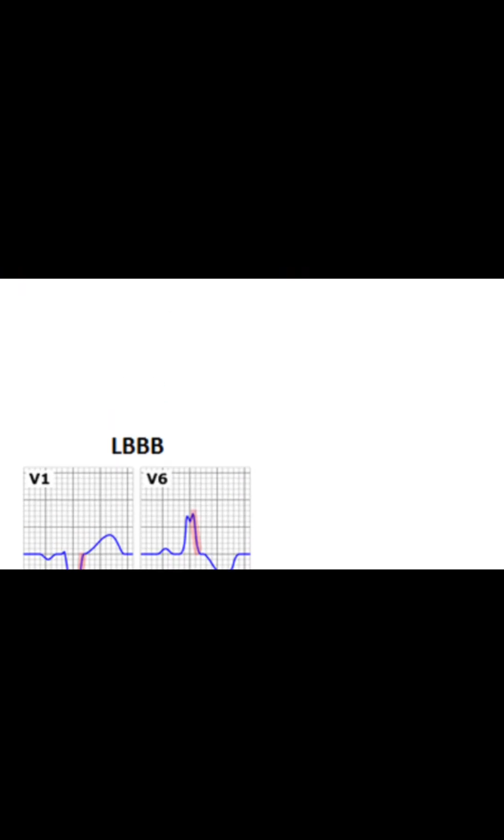Okay, so there is right bundle branch block, so there is nothing going through the right bundle. Let's see what is happening with regards to V1, the first chest lead. V1 is looking more towards the right ventricle. It's placed at the fourth intercostal space, right sternal margin. That's where V1 is placed.